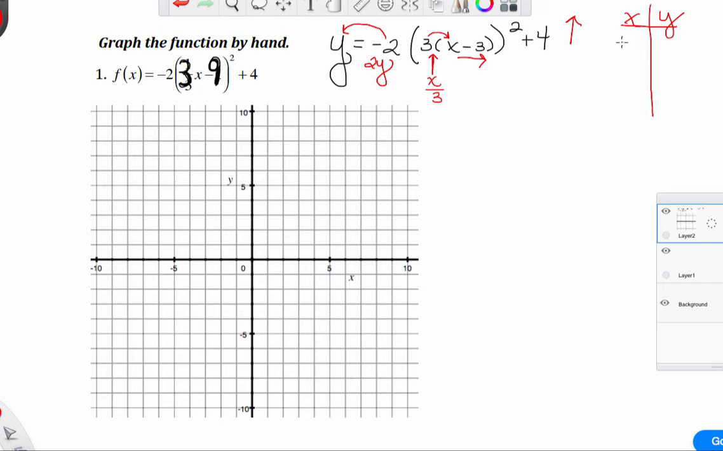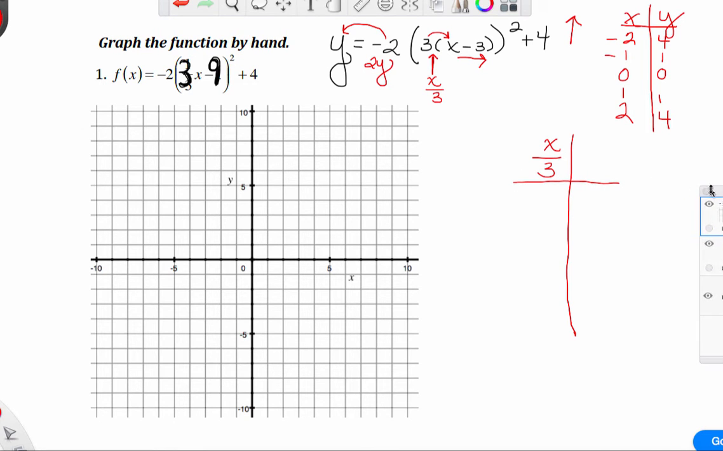So your parent table for x squared is going to go from negative 2 to 2, and then your y values are going to be 4, 1, 0, 1, 4 on the original. Now these numbers are going to be changed. Your shape will be changed because all of your x values in the original table are going to be divided by 3, and all of your y values are going to be doubled.